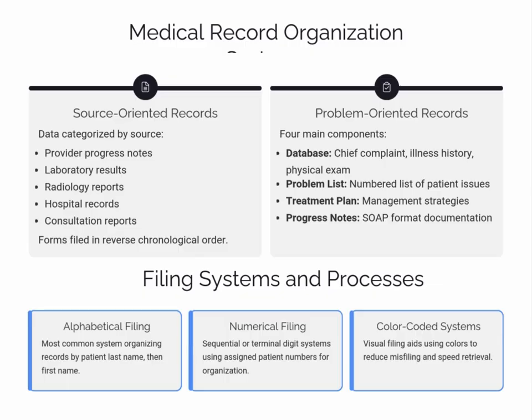And then the problem list, which is a numbered list of problem issues, serving as a focal point for the documentation. And then the treatment plan section contains management strategies for each of those problems, so how they're being treated. And then progress notes, which track patient status, and that is in the SOAP form, which stands for Subjective, Objective, Assessment and Plan, which is actually coming up on a slide, and I'll go through that in more detail.